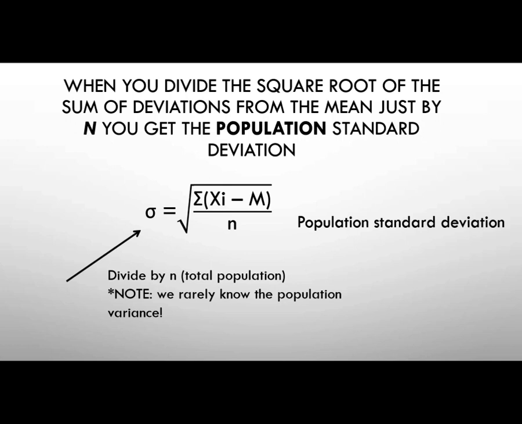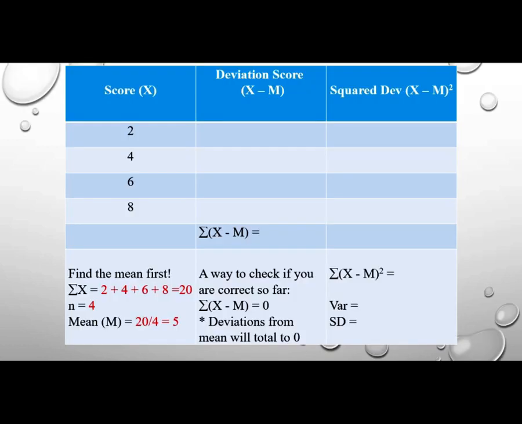Same deal, right? We're talking about degrees of freedom. We don't know the population standard deviation. If we did, we wouldn't need statistics. So we're going to do it by n minus 1. So this is how you calculate it, right?